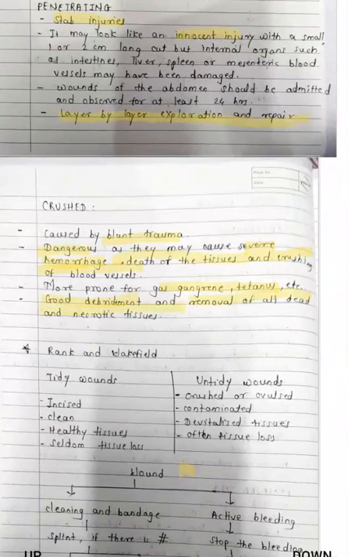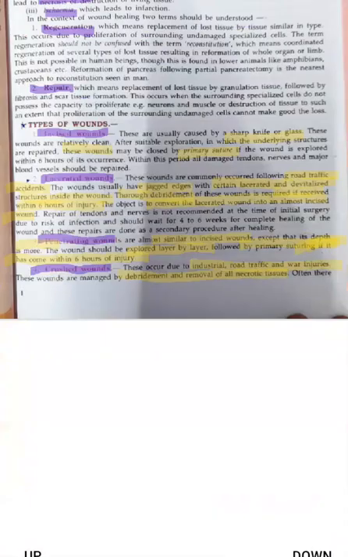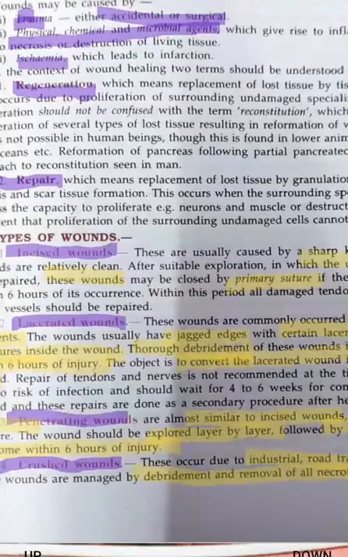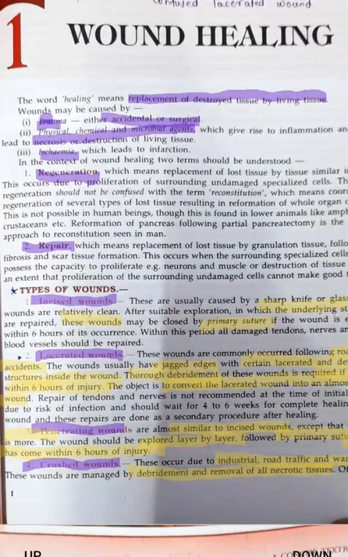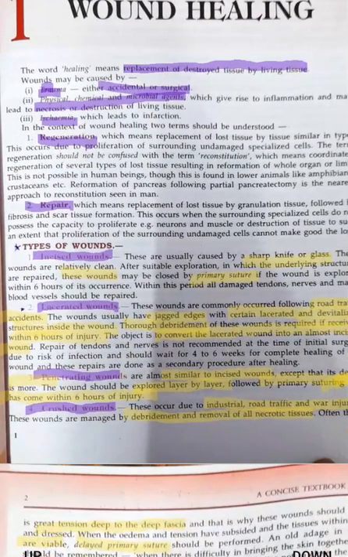So this is about open wounds. We will revise it from S. Das. Wound healing is the replacement of destroyed tissue by living tissue. Now what are the causes? It can be caused by trauma, ischemia, and both repair and regeneration can result in wound healing.